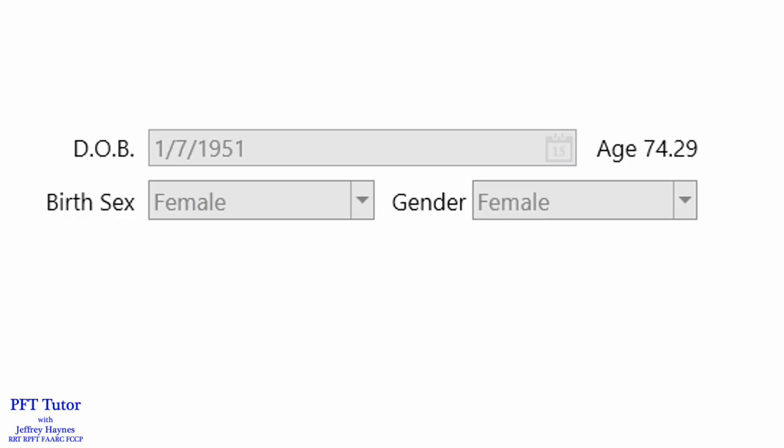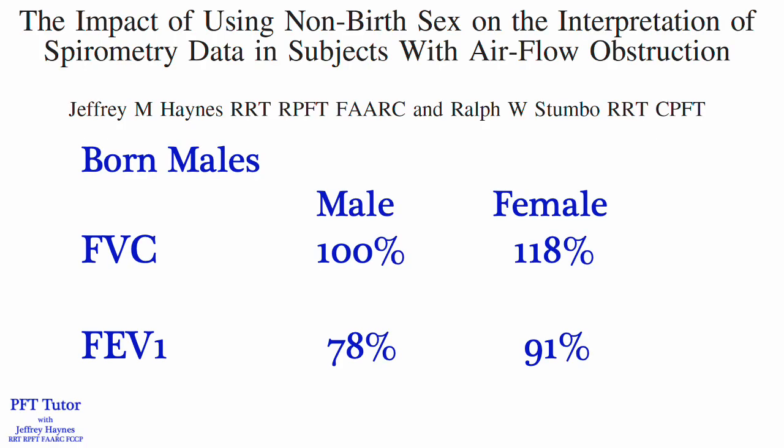It is obviously important to verify that the date of birth is correct. If a patient is 18 but the age entered into the PFT software is 8, the z-scores will be inaccurately higher. It is also important to make sure that the born sex is correct. Our software has birth sex and gender as separate demographics because they are not the same thing. It's the birth sex and not the gender that determines adult lung size. As an example, this is a study we had published in Respiratory Care showing that if female gender was used as birth sex in born males, the percent predicted became significantly higher both for FVC and FEV1.